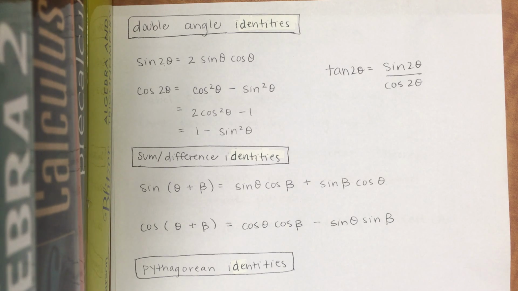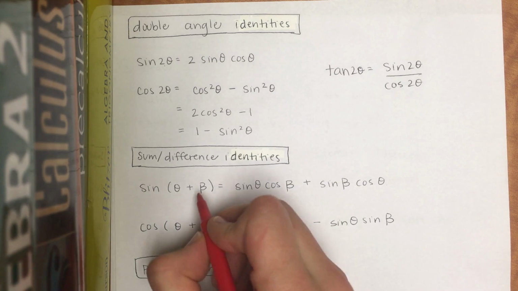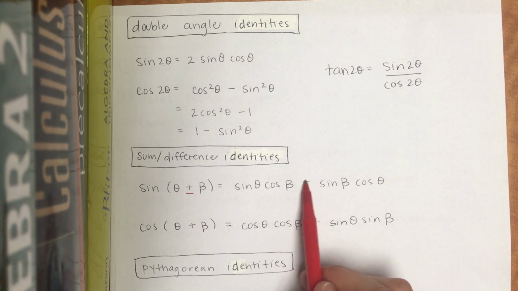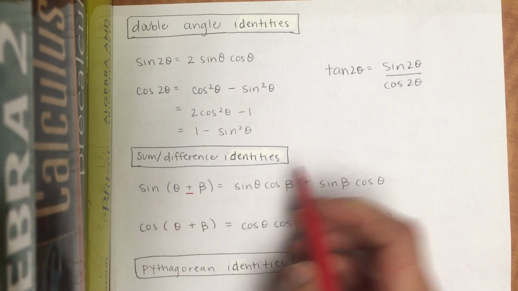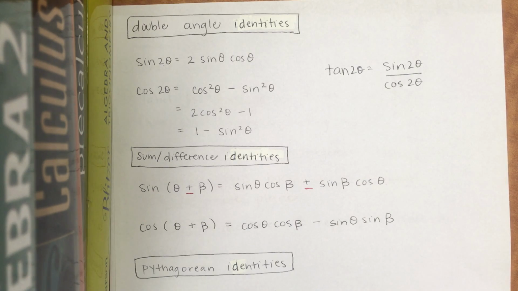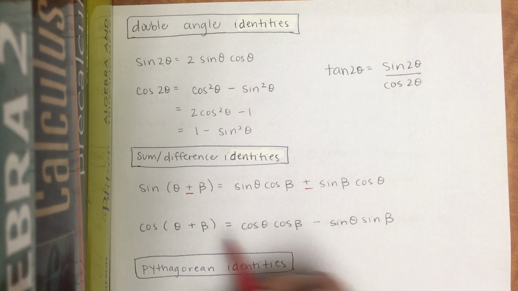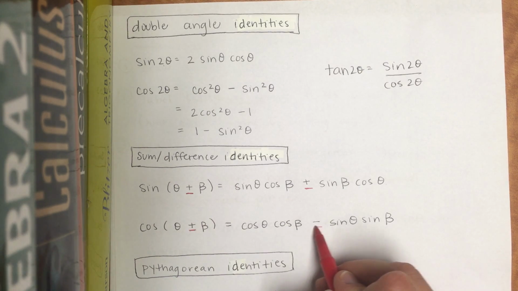Let me mention for the sum and difference identities, they're often written with a plus or minus sign here. If it's a plus, then you want to add between here. If it's a minus, you want to subtract between here. And for cosine, if it's a plus, you subtract. If it's a minus, you add.